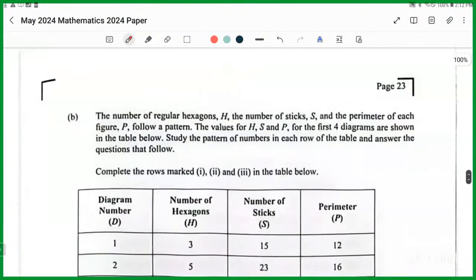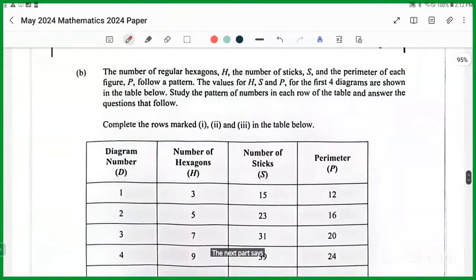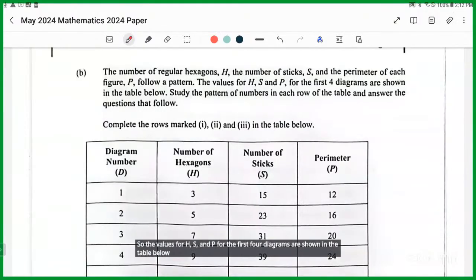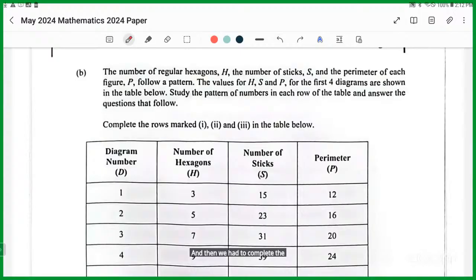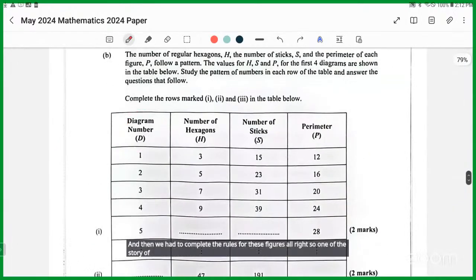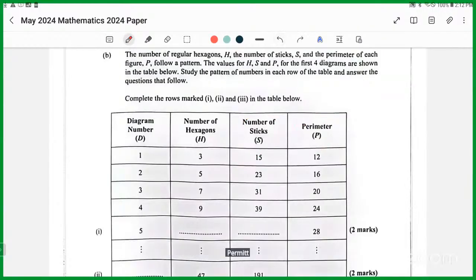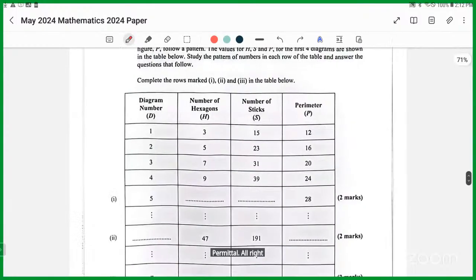The next part says, what is the table? H is the number of hexagons, S the number of sticks, P the perimeter of each figure, and they follow a pattern. So the values for H, S, and P for the first 4 diagrams are shown in the table below. Study the pattern, and then we have to complete the rules for these figures. So this is the diagram number, number of hexagons, number of sticks, perimeter of the shape.